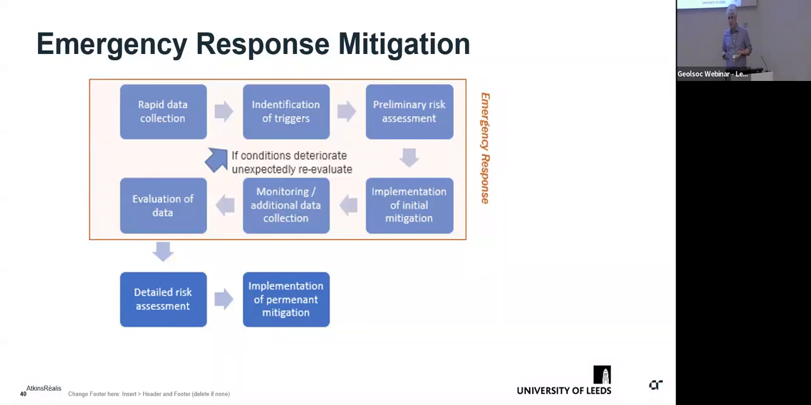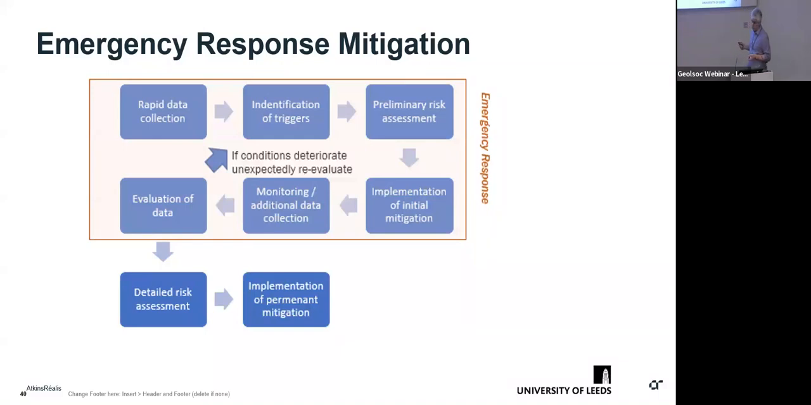In most cases for infrastructure, that's probably going to be closure of that asset, whether that be a road or railway line, until we've got things in place to deal with that, which might be removal of debris. It might be waiting until the weather's got a little bit better and the landslides stop moving. And then as part of that initial response, what we've said is once you've got your initial mitigation in place, that buys you a bit of time to do further monitoring and additional data collection.